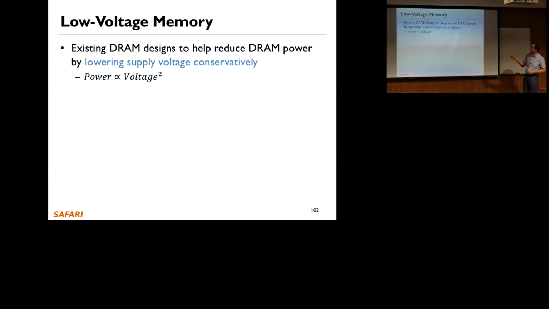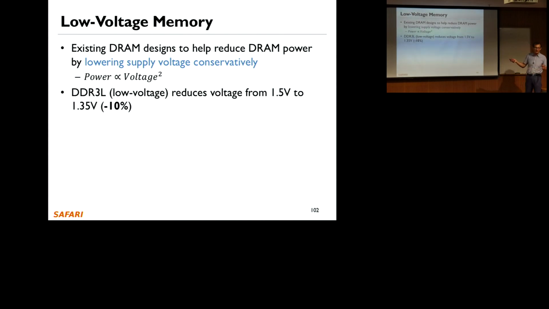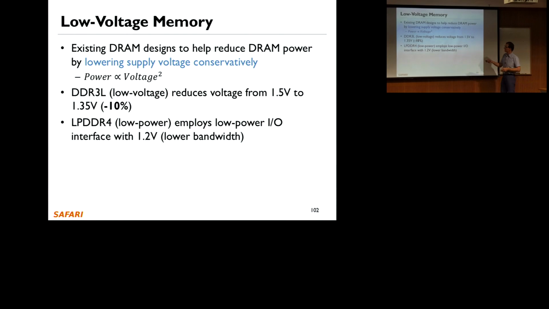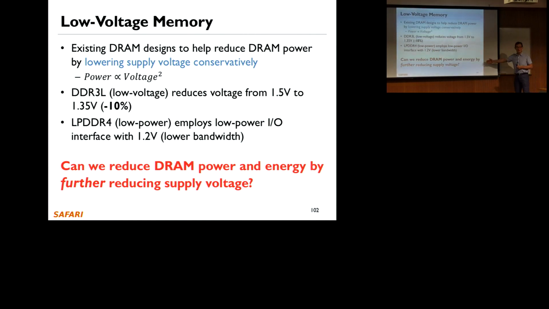Existing DRAM designs actually helped reduce DRAM power, but they lower supply voltage relatively conservatively. And reducing supply voltage is good because power has a quadratic relationship with voltage, as you can see. And DDR3L, for example, its low voltage reduces voltage from 1.5 volts to 1.35 volts, about 10%, which is not bad, but even that is conservative. And LPDDR4 employs low power I/O interface with 1.2 volts. In this case, we weren't able to test LPDDR4s with this infrastructure, so I'm going to give you results with these.